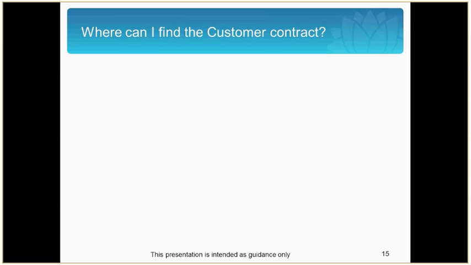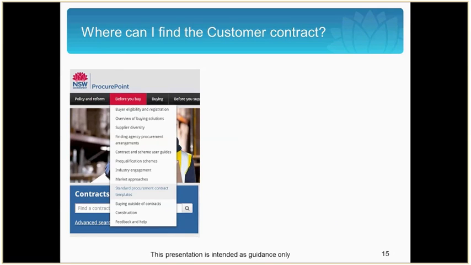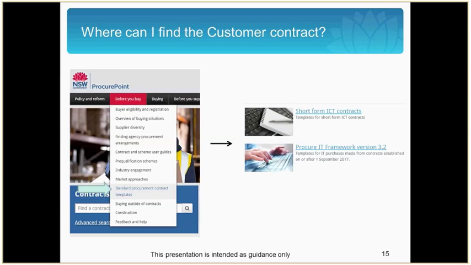So on Procure Point, at the top menu, there is a Before You Buy tab. If you click this, on the menu you will see a link to standard procurement contract templates. Click through and you will see links to the short form and long form Procure IT contracts. Procure IT was updated to version 3.2 on the 1st of July this year and became mandatory on the 1st of September. Changes to Procure IT will be discussed in a separate webinar.